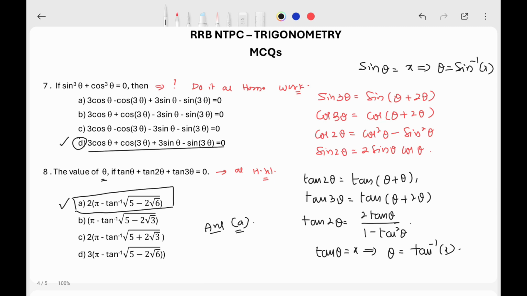And please try to see my previous lectures for RRB NTPC and also for SSC JE. This mathematics, SSC CGL, these are all useful even for GATE examination, UPSC examination also, especially regarding trigonometry. These questions are in-depth questions.